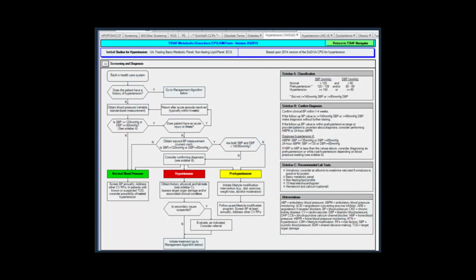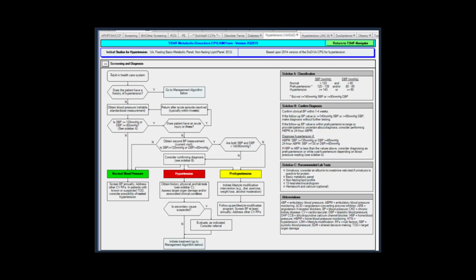In addition to the individual recommendations, there are also two algorithms, one that covers screening and diagnosis, and one for treatment. We've dedicated an entire tab on the metabolic aim form to the DoD VA guideline for hypertension, and you can view both algorithms on that tab.